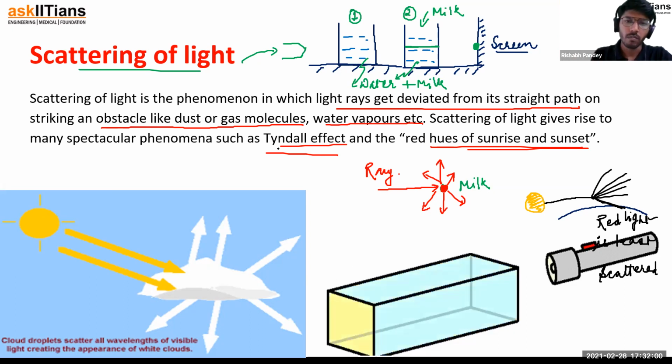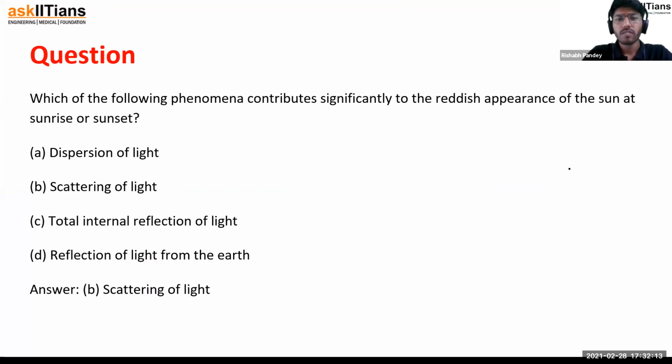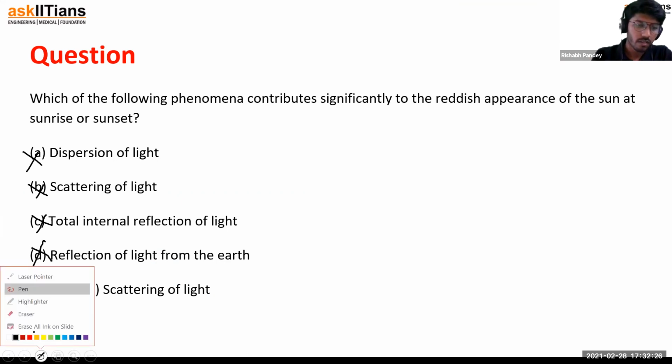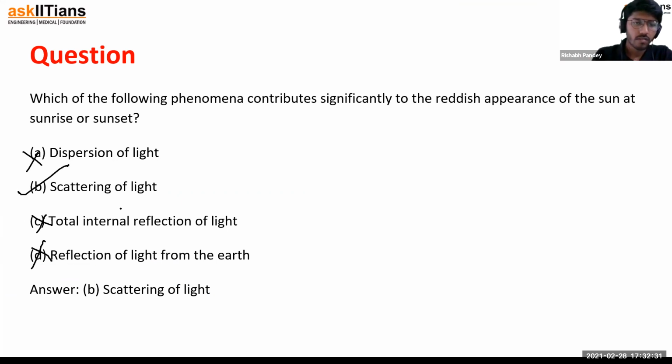After covering this topic, you should be able to understand the phenomenon of scattering of light, then Tyndall effect, and red color of the sunrise and sunset. Let's see. Which of the following phenomena contributes significantly to the reddish appearance of the sun at the sunrise or sunset? We just discussed it. It's not dispersion, it's not IR, and it's not reflection. It's scattering. Scattering of light is the reason for the reddish color of the sun.